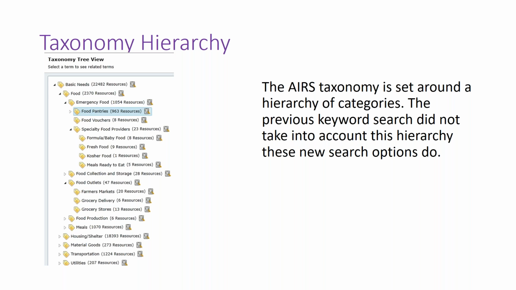The taxonomy does have a hierarchy to it where basic needs leads to food, and food leads to food pantries, and then you can even go down more levels from there. If we look at my screenshot here, food has specialty food providers, which has 23 records in it. From there, you can go down into either kosher food or ready-to-eat food. We're using the hierarchy of this taxonomy to do some pretty interesting things that bring the search more in line with something folks would be used to. And I'll explain that here a little bit in a second.